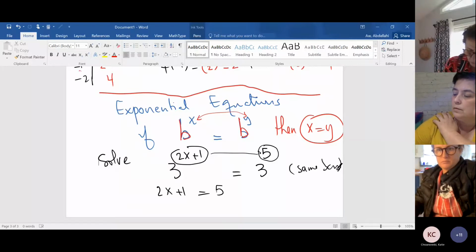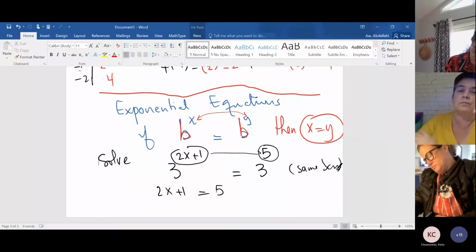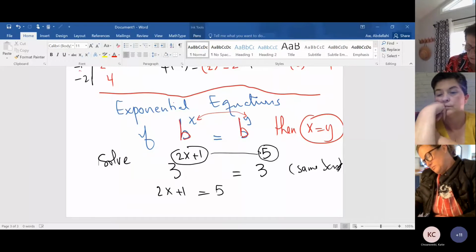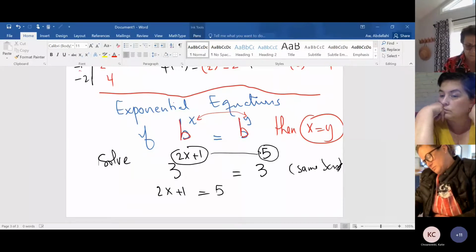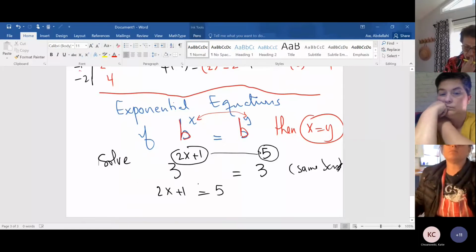These are the types of equations we're going to solve in this class. If you go to another level, you'll see some other equations, but basically all the equations we're going to solve will come down to this.